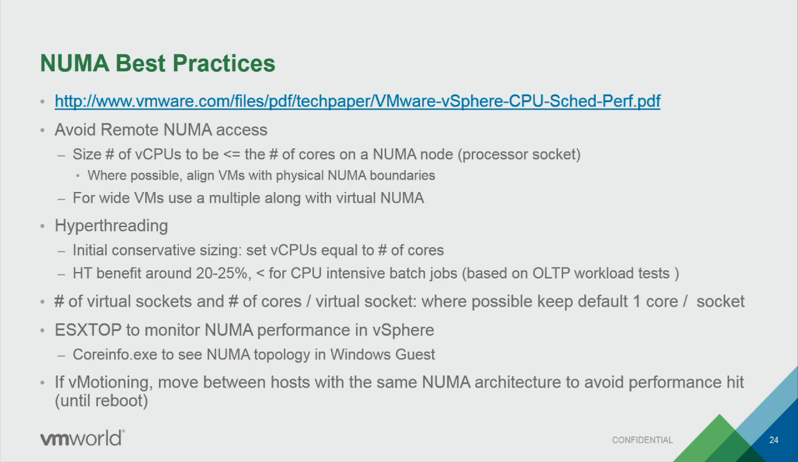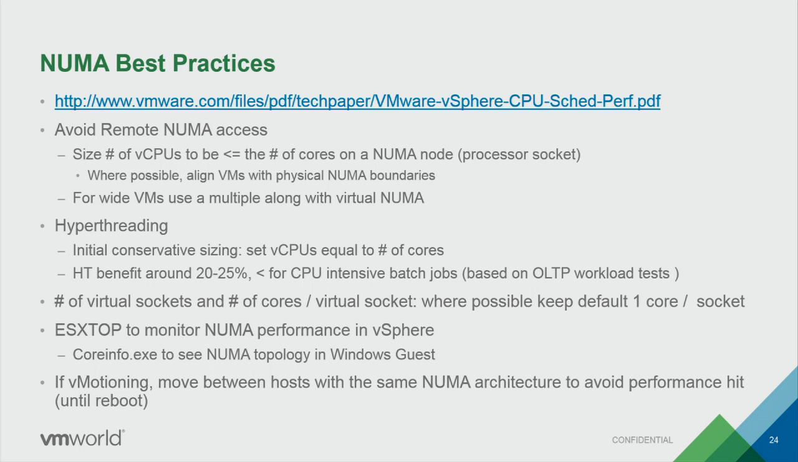For what we call wide VMs, that's VMs that need more cores than there are in the socket, you want to use a multiple where possible. So if you have 4 cores per socket, then you want to make the VM use 8 cores so that you're covering 2 NUMA nodes. And on top of that, you want to use VMware Virtual NUMA in order to enable NUMA awareness to the guest operating system.